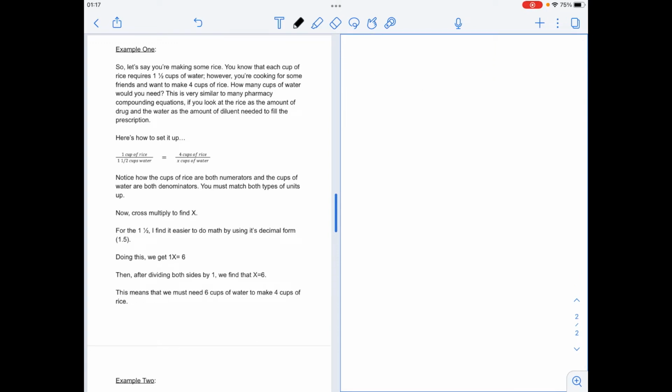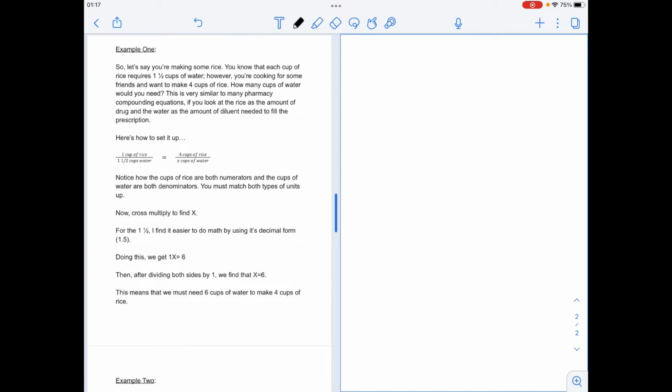Our first example here. So let's say you're making some rice. You know that each cup of rice requires 1.5 cups of water. However, you're cooking for some friends and want to make 4 cups of rice. How many cups of water would you need?